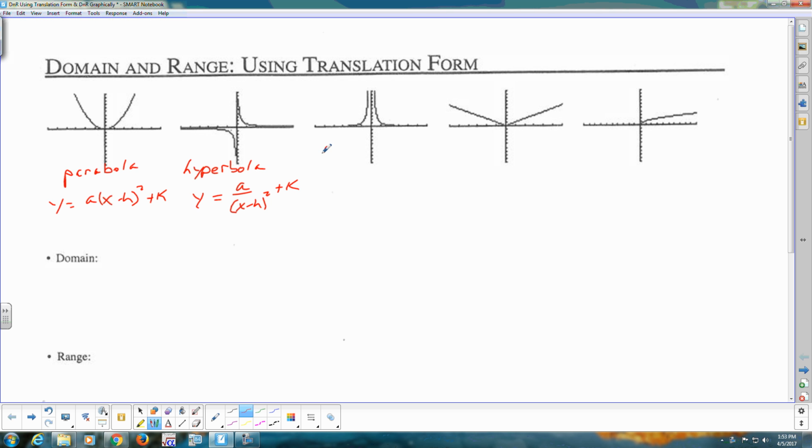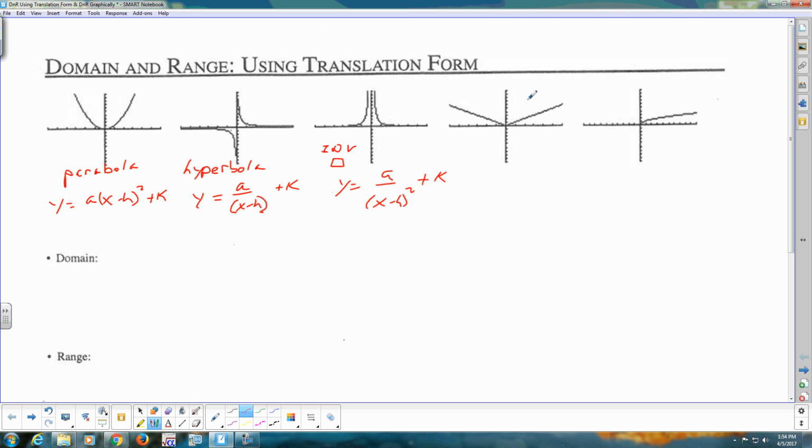This one is an inverse square. I'm going to be lazy and just write inverse square. And, whoops, I've got a problem with this one. This square isn't there. I was rushing. This one's the one that's got the square in it: a over x minus h squared plus k. Just like its name, inverse square, it's got a square in it.